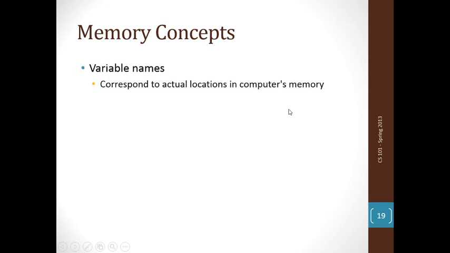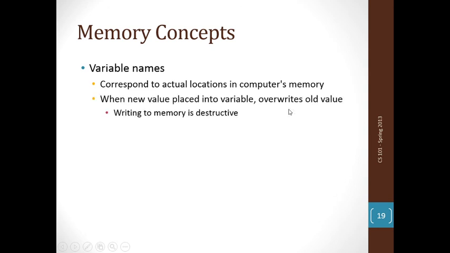Memory concepts. Variable names correspond to actual locations in the computer's memory. When a new value is placed in a variable, it overrides the old value. We can override the value of a variable by using the assignment operator. We can assign the value of one variable to another variable, and the variable to which we are assigning the value, its value will be overwritten, will be changed, and its old value will be destroyed.